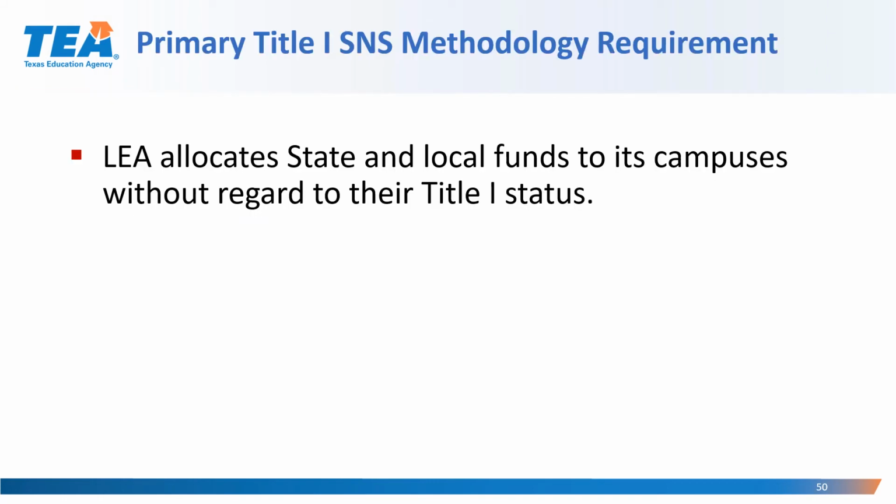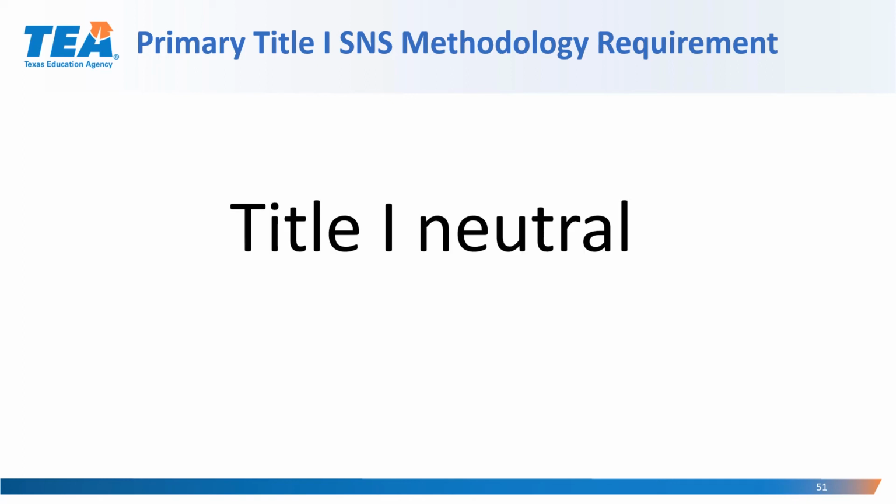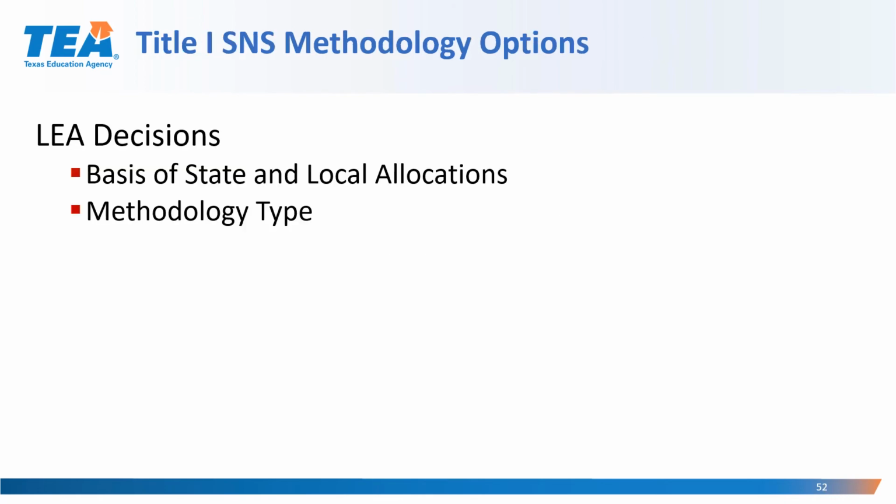The primary Title I SNS methodology requirement is that the LEA allocate its state and local funds to its campuses without regard to their Title I status. In other words, the methodology has to be Title I neutral. The LEA has options in deciding the basis for its state and local allocations, as well as the type of methodology it wants to have.